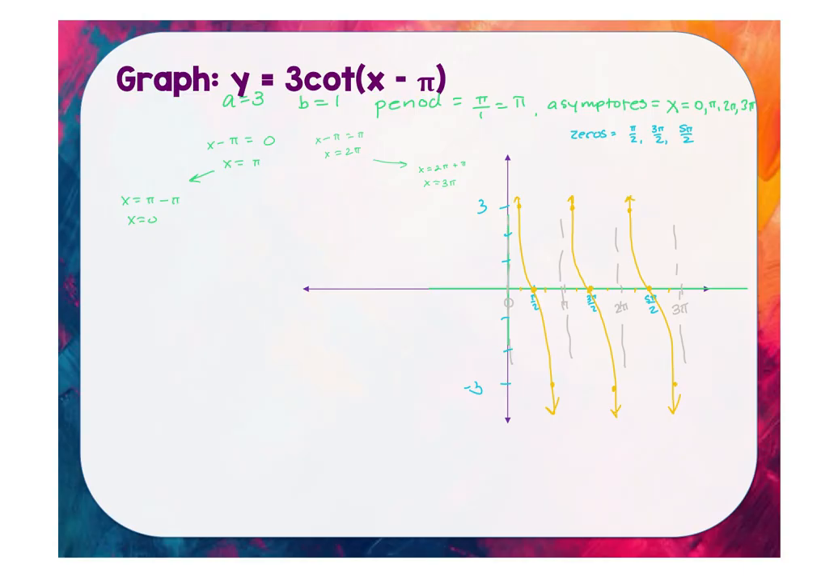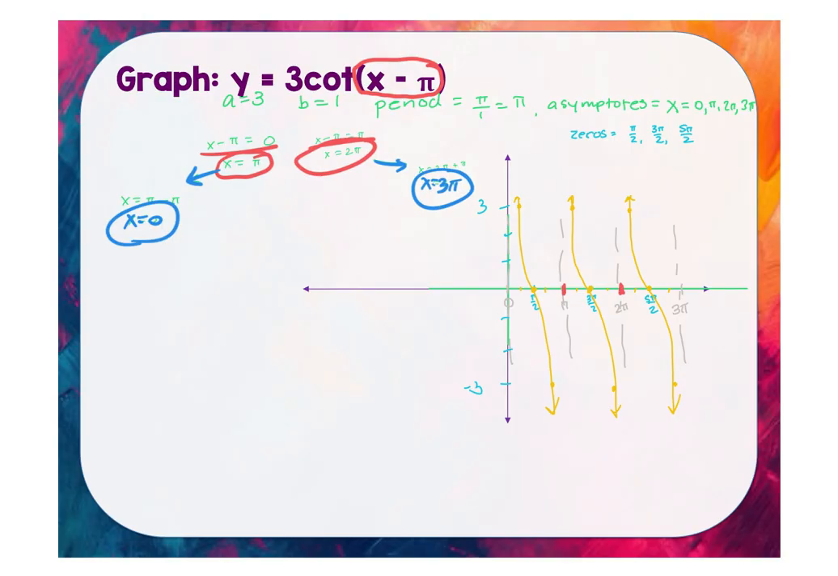The B is 1. The period is pi over B in tangent and cotangent. So this is just pi. And then we set what's in those parentheses equal to 0 and pi for cotangent. And I get my middle two asymptotes are at pi and at 2 pi. Those are the ones that are here and here. Then to the one on the left, I'm going to subtract the period. So I'd get x equals 0. And then on the one on the right, I'm going to add the period. I get x equals 3 pi. Those are your 4 asymptotes.